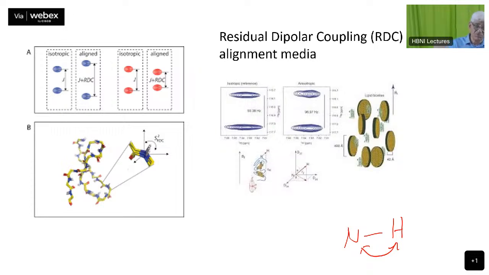So what is the consequence of this? You can measure this RDC. So what is the use of this? You see, for example, here this is 93.38, 95.27. So a small thing here. And it can vary from 10 to 15 hertz. Even you will be able to get this sort of a variation.